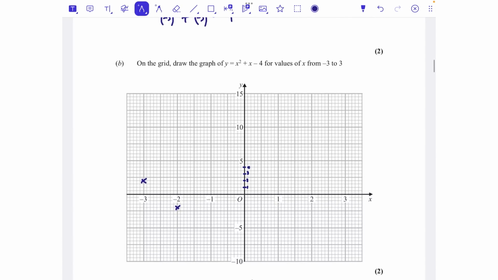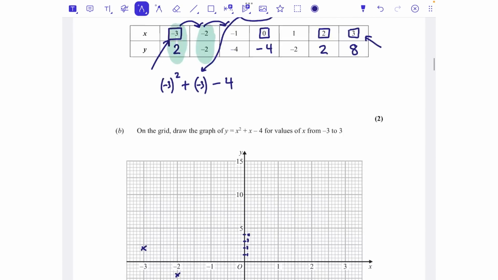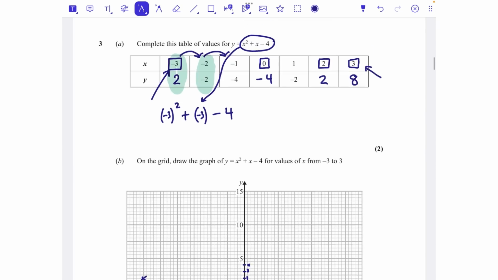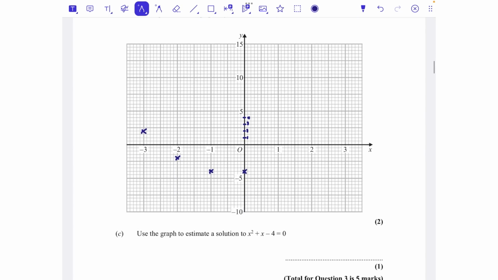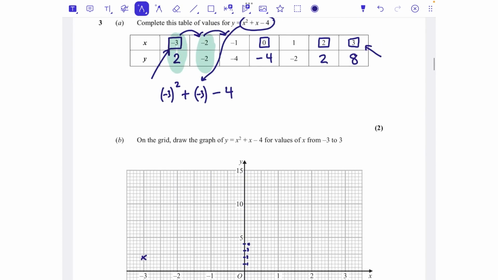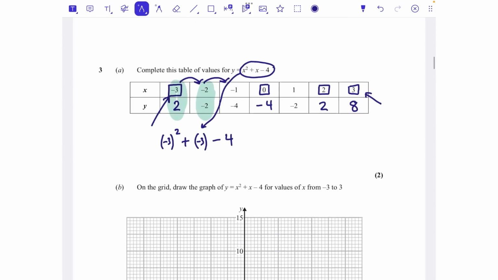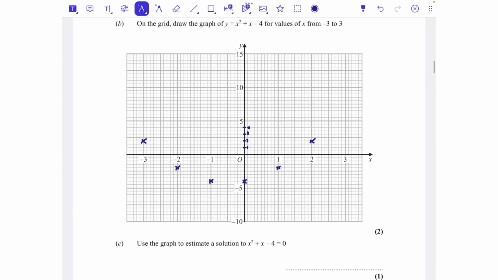Minus 1, minus 4 is going to be there. 0, minus 4 is there. 1, minus 2 is there. And 2, 2. And 3, 8. You're just going to join that up with a nice smooth curve. Oh, if I can.